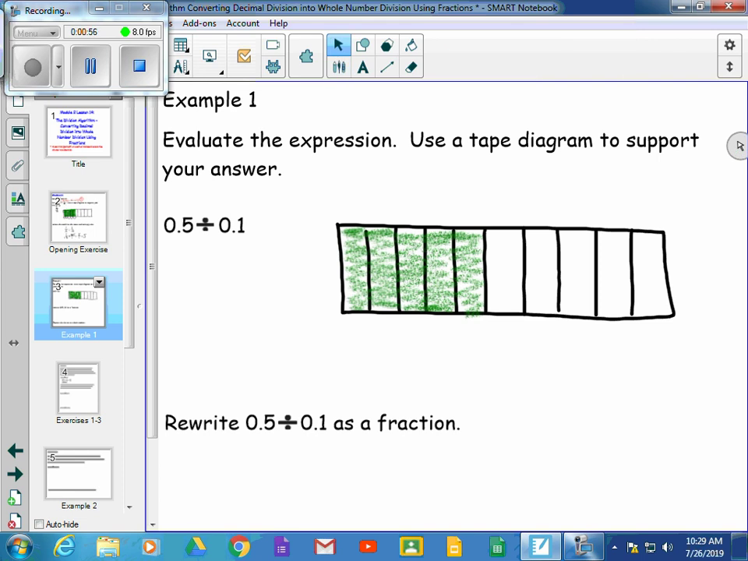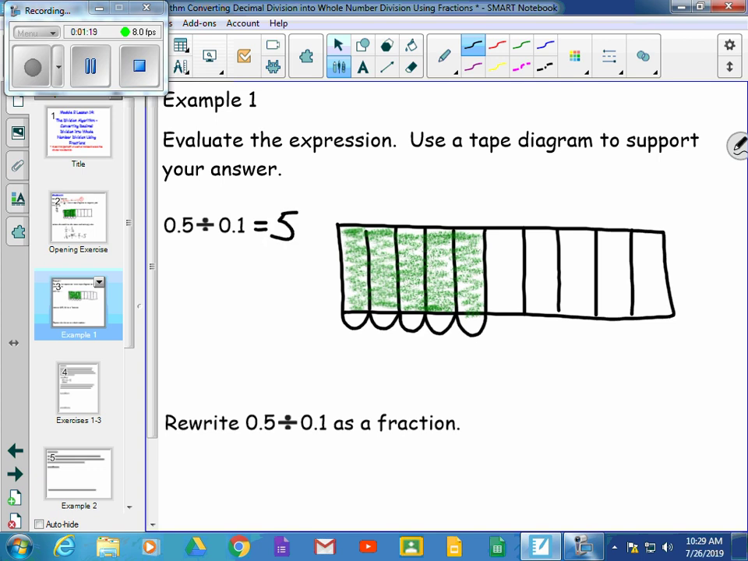And then if I want to break it up into groups of 0.1, there's a 1 in the tenths place. So that means it's 1/10. I'm making groups of 1/10. There's 1, 2, 3, 4, and 5. So 0.5 divided by 0.1 is equal to 5.